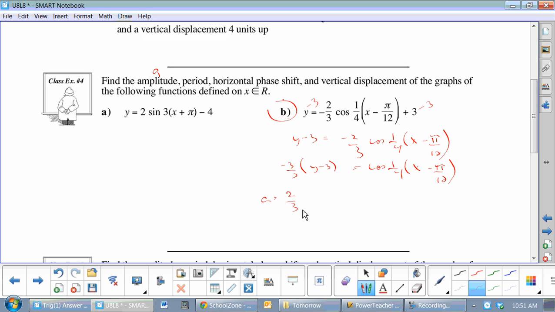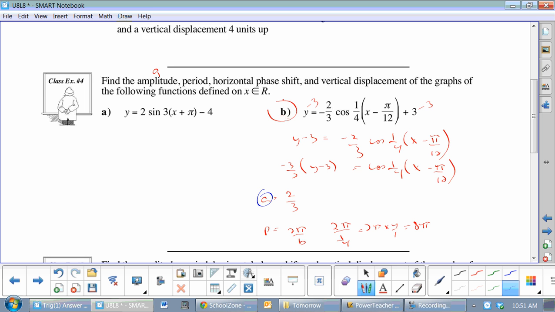Now, the period, how do you find the period? Anyone remember the formula? 2 pi divided by b. So that would be 2 pi divided by 1/4, which is the same thing as 2 pi times 4 over 1. So 8 pi is actually the period. See, this has a horizontal stretch by 4, right? So it was 2 pi, so if I stretch it by 4, it's going to be 8 pi. It's going to be the new period.